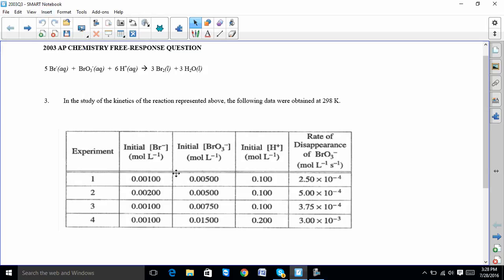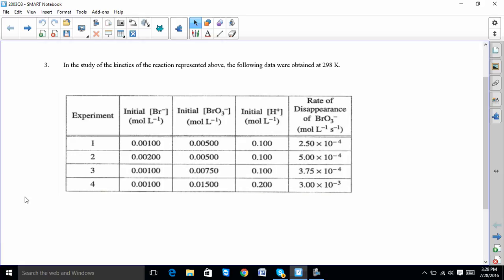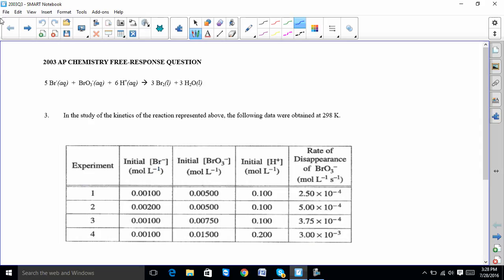Okay, this is a fairly tough problem because of the last part. It's called a non-trivial rate problem. Some of it's easy, but some of it's not. The first thing that's interesting is this is the first one you've probably ever seen where there are three reactants, not just two. And so we have to find the order of the reaction with respect to the bromide ion.